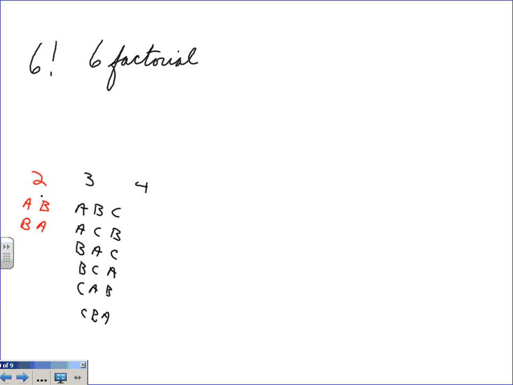We don't read it as 6. It's 6 factorial. And what this means is 6 times 5 times 4 times 3 times 2 times 1. And there's 720 different ways I could arrange those boys. 720 different ways. These are called permutations.